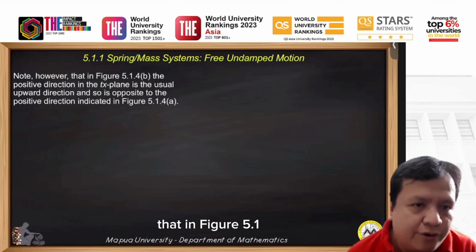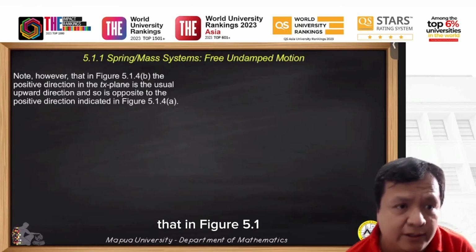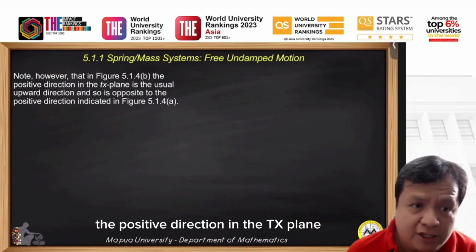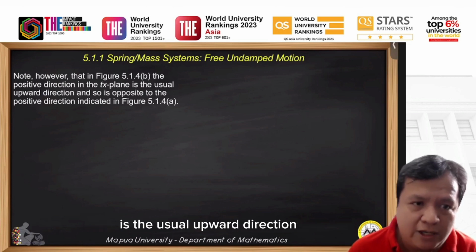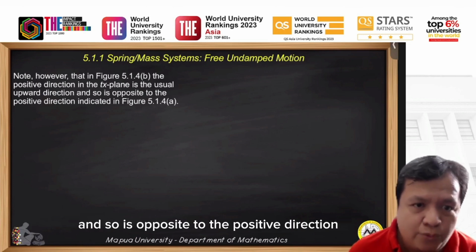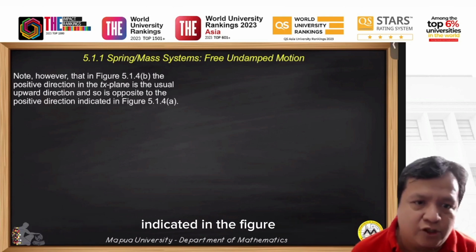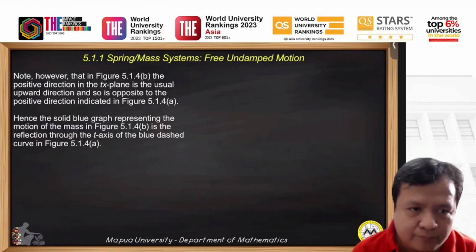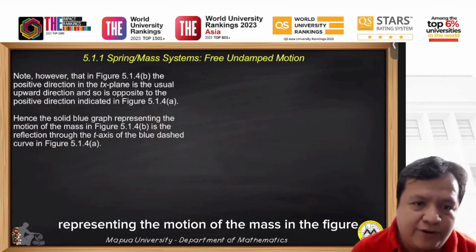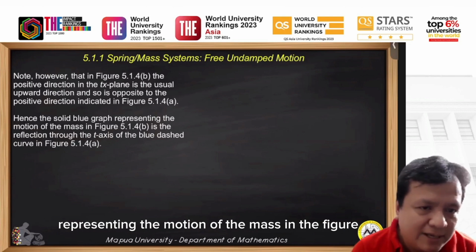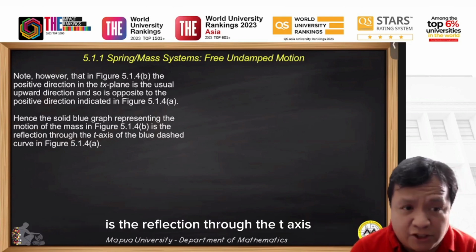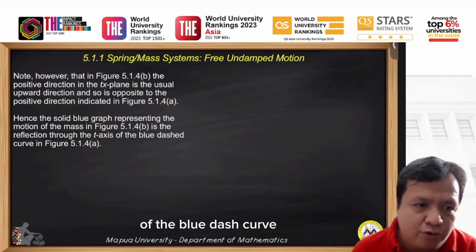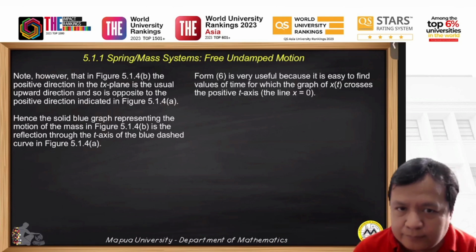Note, however, that in figure 5.1, the positive direction in the t-x plane is the usual upward direction, and so is opposite to the positive direction indicated in the figure. Hence, the solid blue graph representing the motion of the mass in the figure is the reflection through the t-axis of the blue dash curve in the figure.